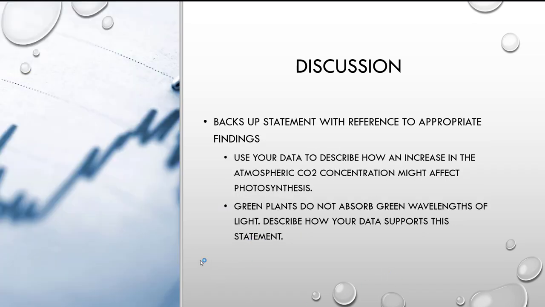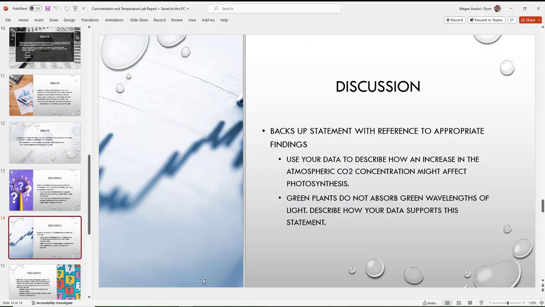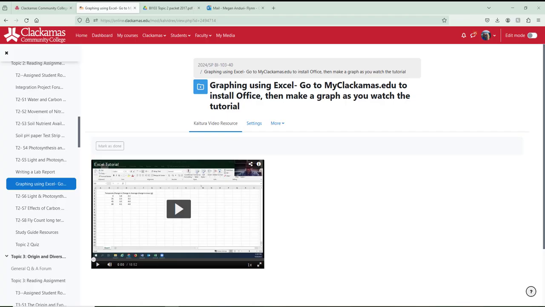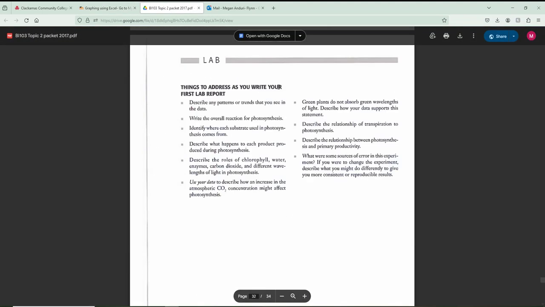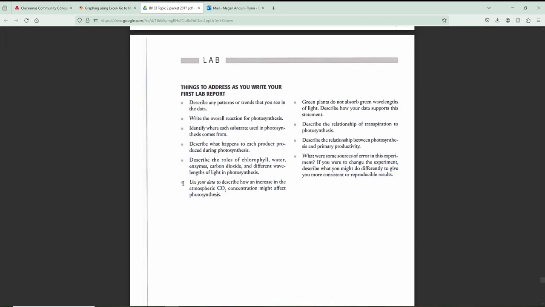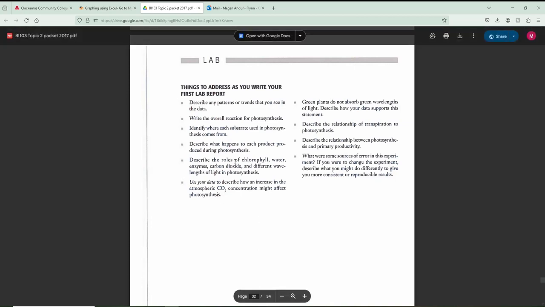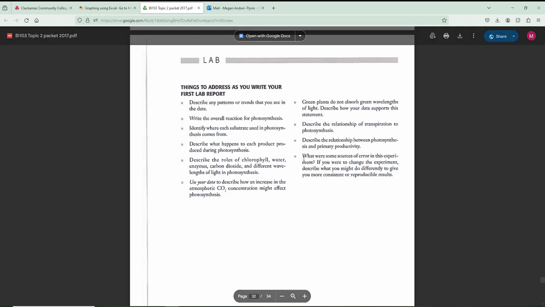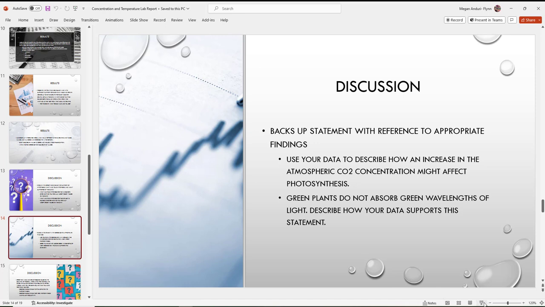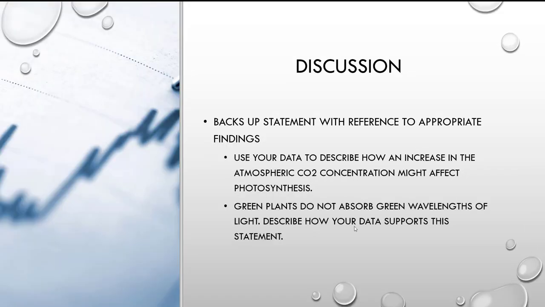Next, you're going to back up the statement with reference to the appropriate findings. So if you look in your packet, your workbook, at the end of the topic, it actually gives you some things to address. I included some of them in the intro, and then here it says use your data to describe how to increase. So this stuff you can put in your discussion section. These questions you can answer in your discussion section.